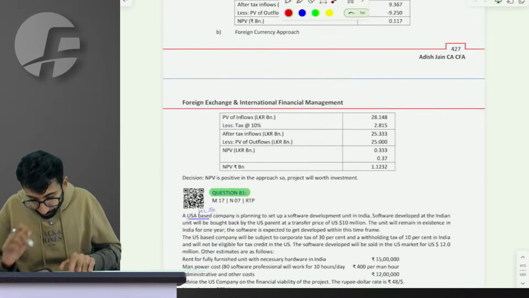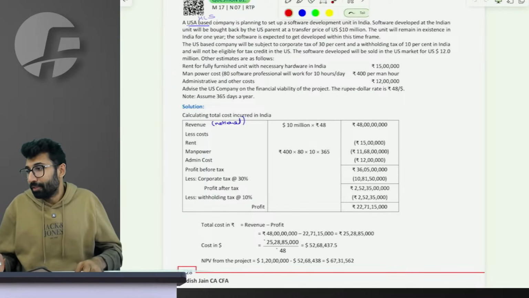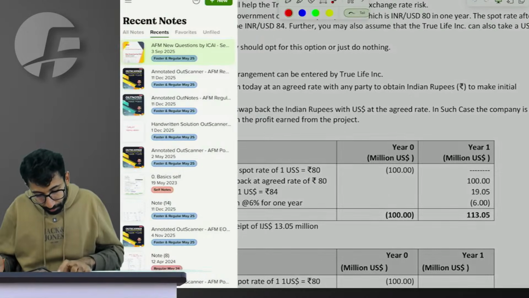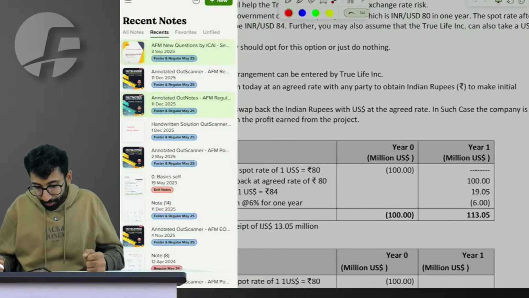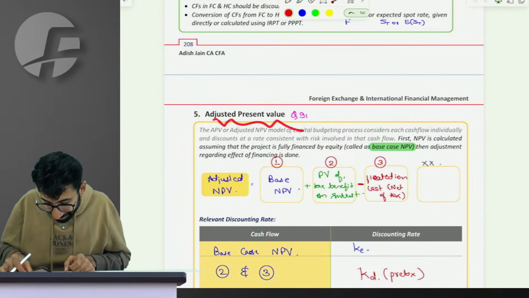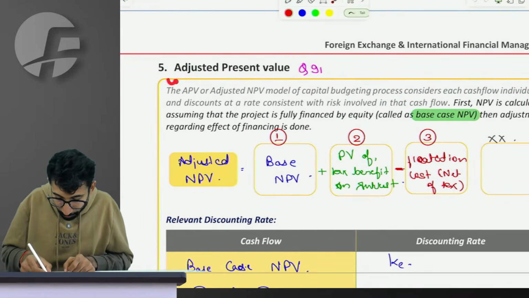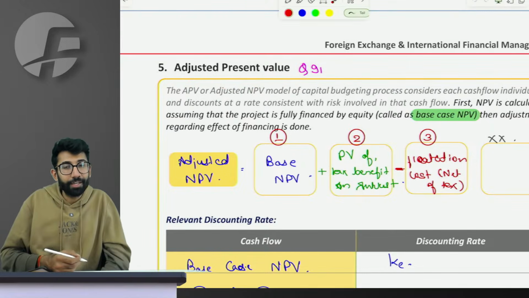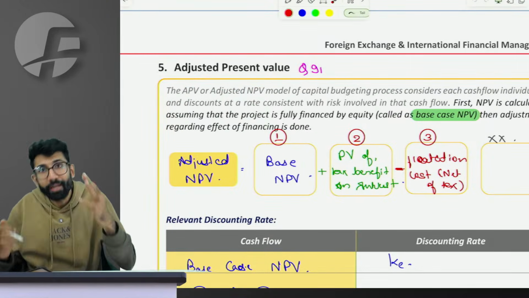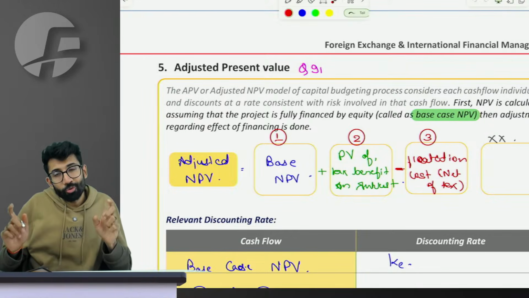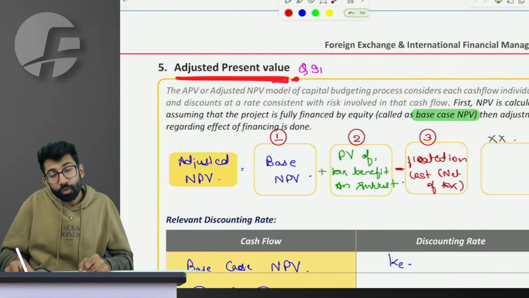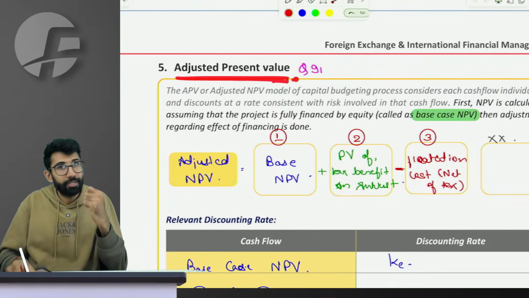The next concept, people in the class, we need to learn, where we will solve one more practical question, is the concept of adjusted present value. A really easy concept of adjusted present value. Sir, what happens in this concept? It is an extension of calculating NPV, but the approach is slightly different. Sir, in this case, we start to give effect even of the capital structure.